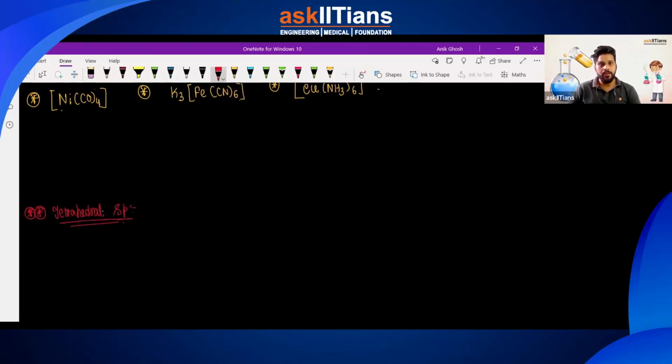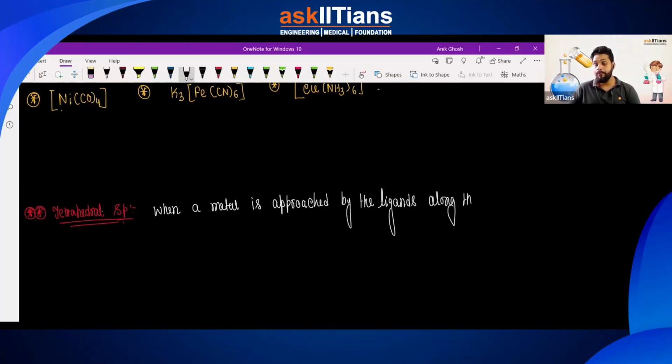Now, see what they say. When a metal is approached by the ligands along the plane, they are called the tetrahedral complex. Guys, this part is not necessary for you, but I'm just giving you an insight, an extra piece of information. By now you can solve every single hybridization and bonding question. Octahedral species are approached along the axis, but tetrahedral species are approached along the planes.